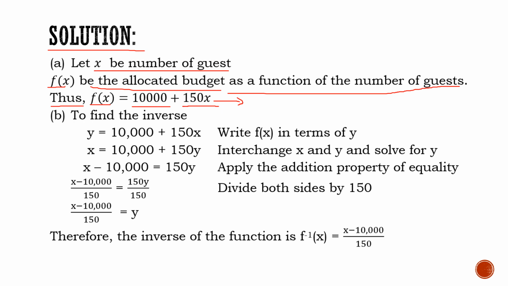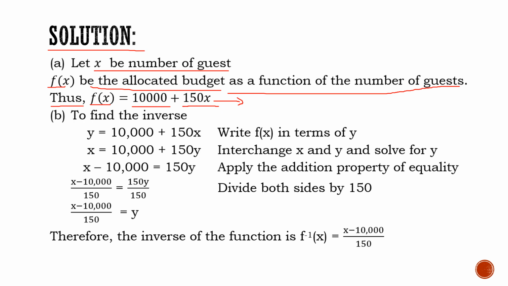We need to say when x increases, your f of x also increases. When your x decreases, it's automatic that the allocated budget for this number of guests also decreases. So the value of your f of x will be dependent on the number of guests. The value of x will increase or decrease the allocated budget for the number of guests.